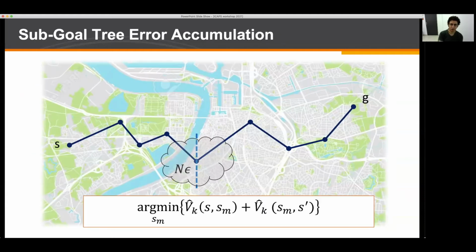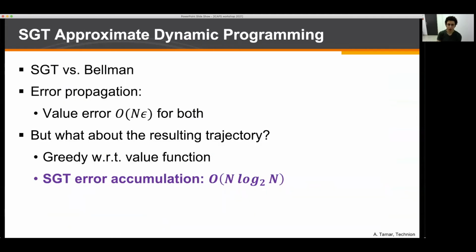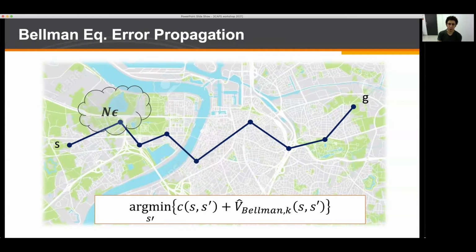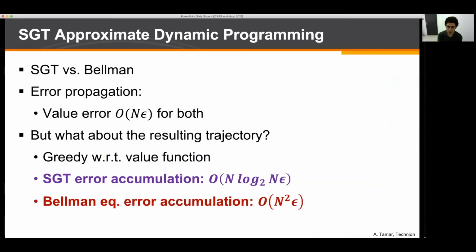Once you go on and try to use the value function to compute the trajectory, on the first iteration of subgoal trees, the first prediction would have the largest error, the n epsilon. That's the first subgoal. But then the other subgoals would have half of that error, and then a quarter of that, and so on. If you sum up all the errors, what you get is n log n. On the other hand, the standard Bellman type approach would have the highest error on the first step, n epsilon again, but then on the second step it would be n minus 1 and n minus 2 and so on. If you sum up all these errors, they are linear, so you get n squared error accumulation. So this means that subgoal trees have effectively less drift, much more stable.